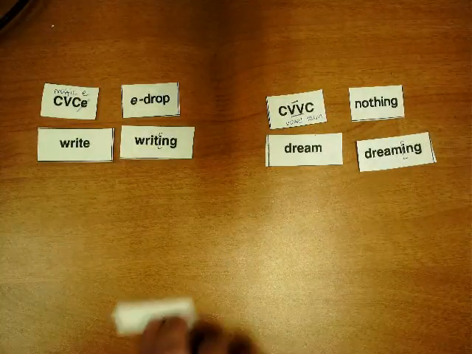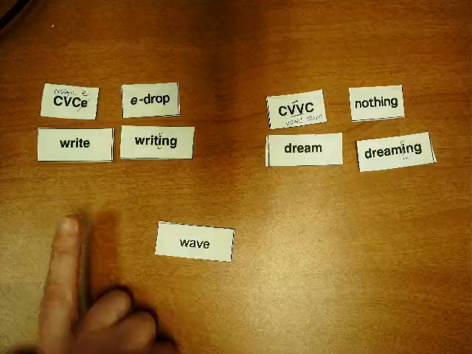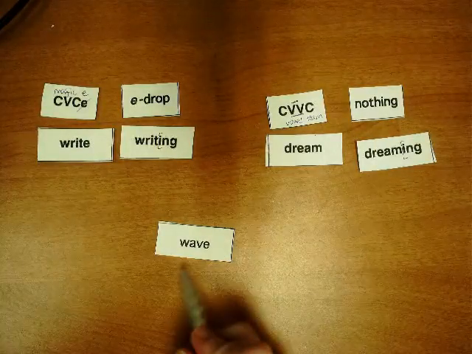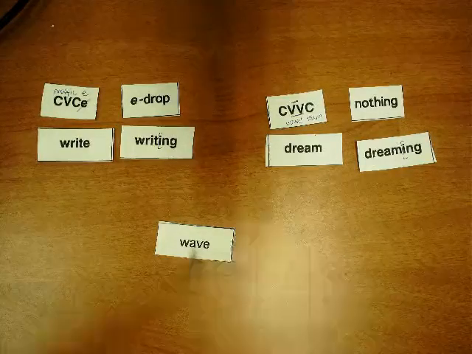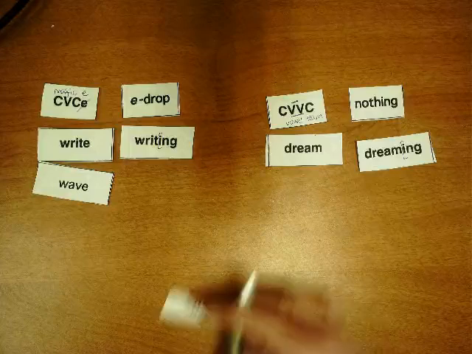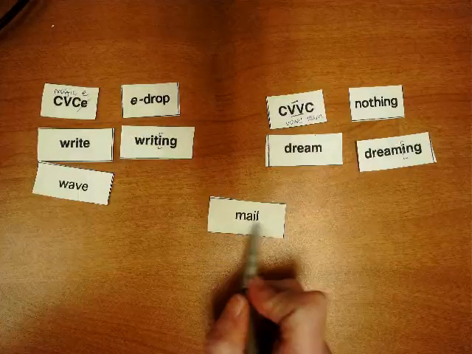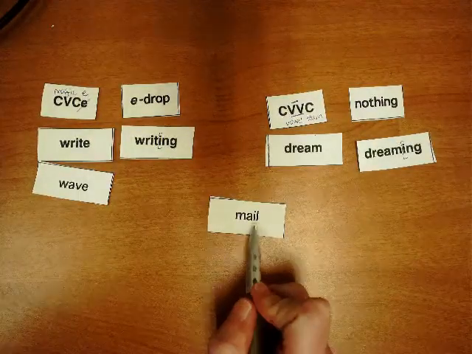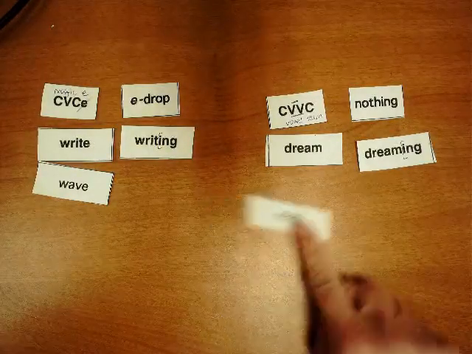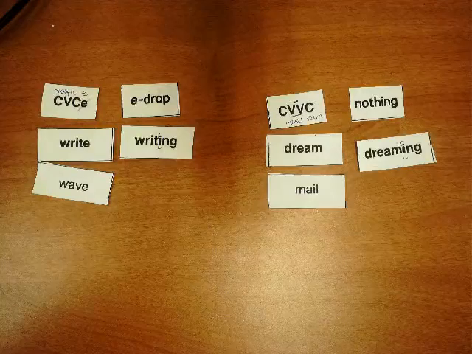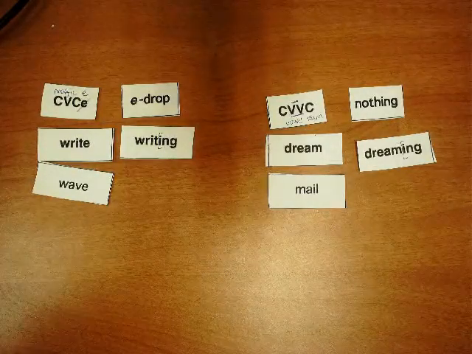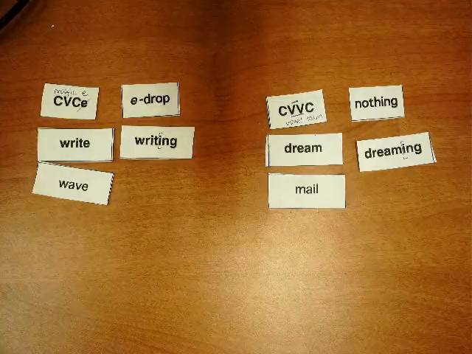Go ahead and think to yourself, is that a silent E pattern? Is that E jumping over that consonant to say that vowel's name, like in the word wave? Or is it a vowel team, where we've got two vowels that are working together to say one long vowel sound, like in the word male? So go ahead and pause right here and sort the rest of your words, and then you can unpause and take a look at mine.